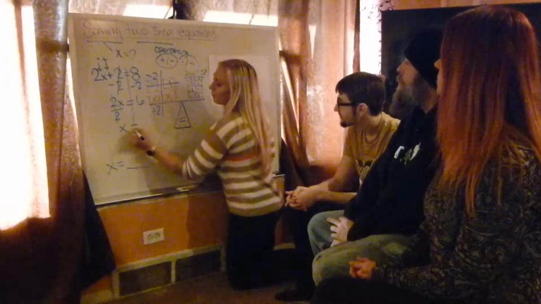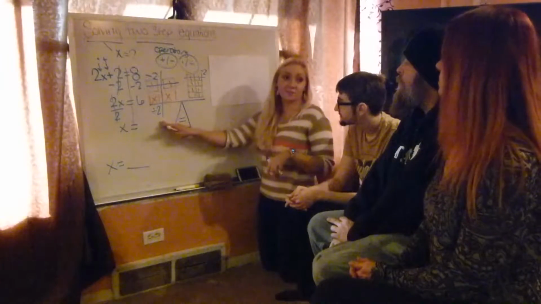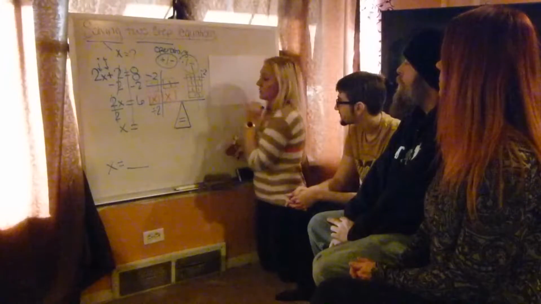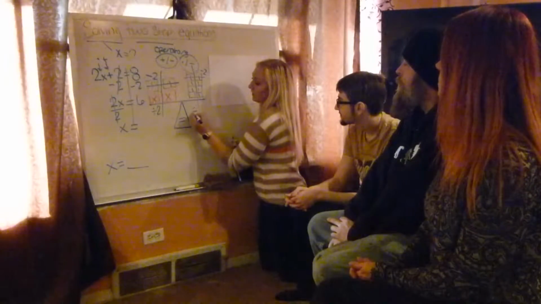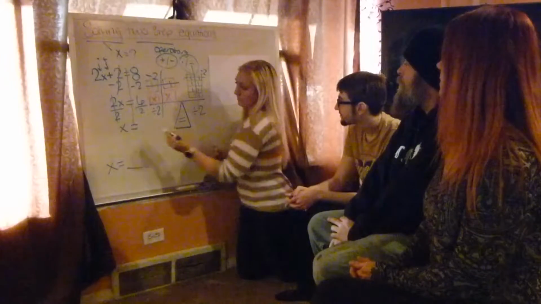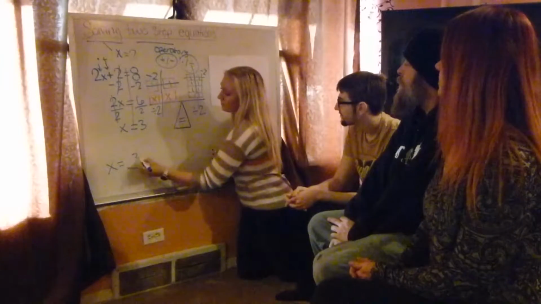You've got x equals, and of course, what we do to this side, we have to do to the other side. So we're also just going to split that in half. We're going to get divided by 2. And what's 6 divided by 2? 3. 3. Perfect. So we got x equals 3.